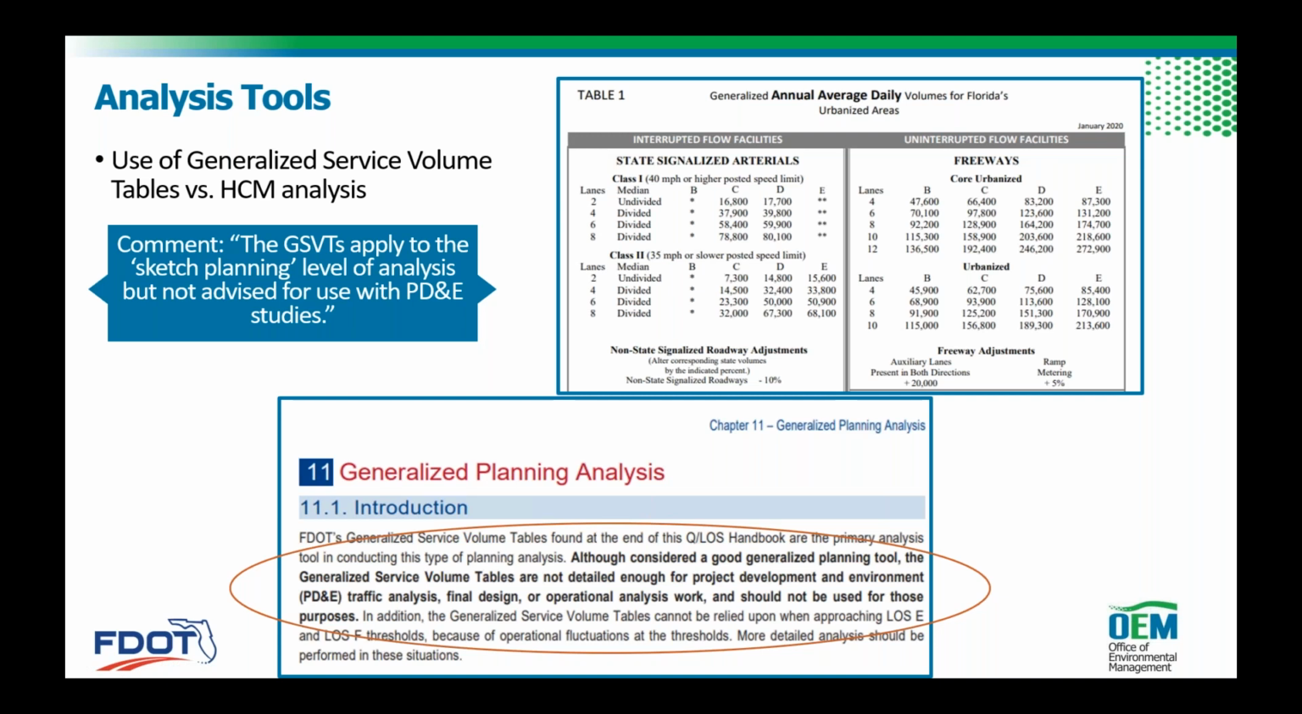But these are shown here today because I wanted to mention that in addition to the tables, the report also has, in Chapter 11 here in bold: although considered a good generalized planning tool, these tables are not detailed enough for PD&E, traffic analysis, final design, or operational analysis work. It should not be used for those purposes. So we have had to give this comment many times. In the comments, pretty easy. It just says these tables apply to sketch planning level analysis, but are not advised for use for PD&E studies. So this is the type of thing that would be ironed out in the methodology letter, which would identify which other MOEs or which other tools are going to be used.